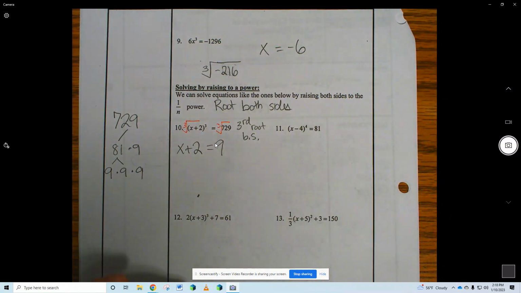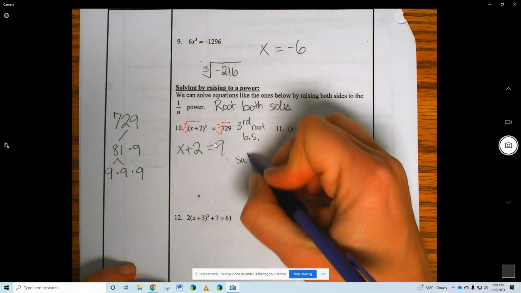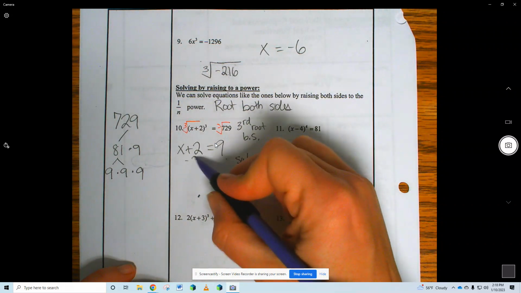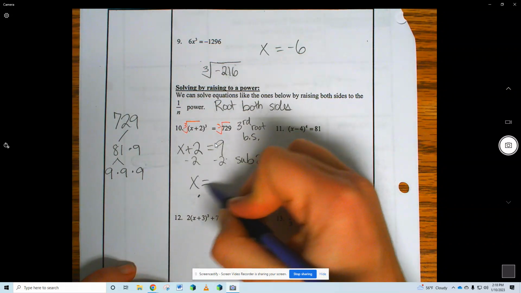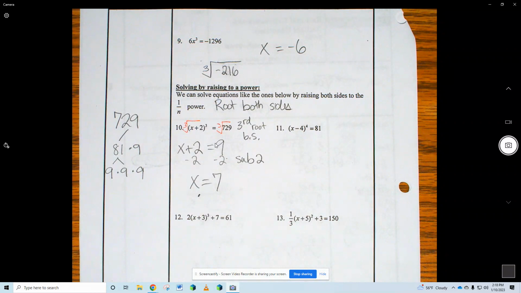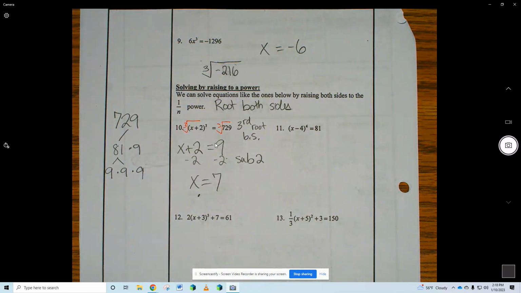And honestly, guys, then you're just subtracting 2 from both sides. X equals 7. Go ahead. Do it on your own. I think you can. I have confidence and I believe in you because you're awesome.